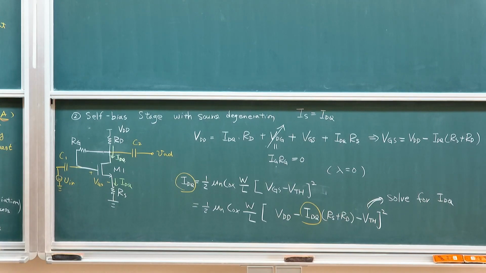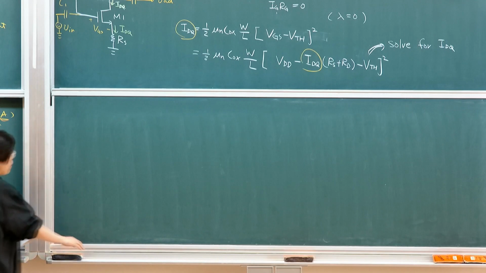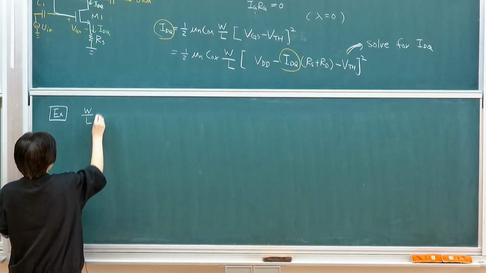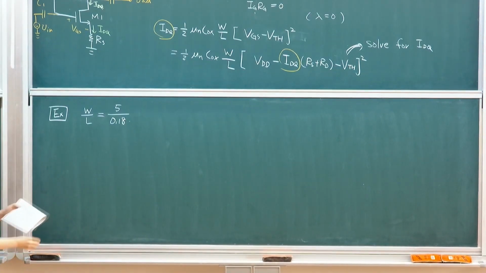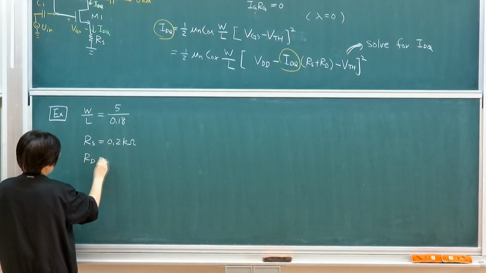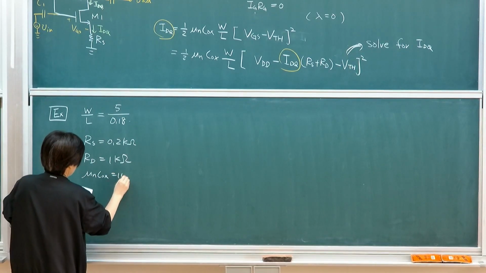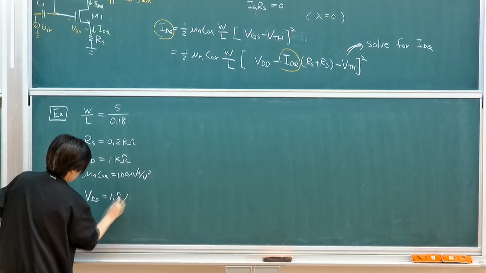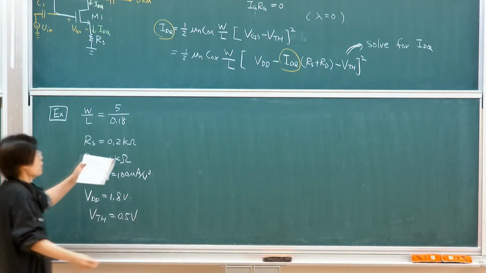Okay. We can probably go through an example so you get a sense. For this structure, let's say the device parameters are W over L, which is 5 micron over 0.18 micron. Assuming that RS equals 0.2 K ohm, RD is 1 K ohm. Assuming our mu n Cox is 100 microamp per volt squared. Then we just simply insert the numbers: VDD equals 1.8 volt, VTH, these are device parameters, 0.5 volt. Once we have these parameters, you simply insert into the equation, and then we solve for IDQ.